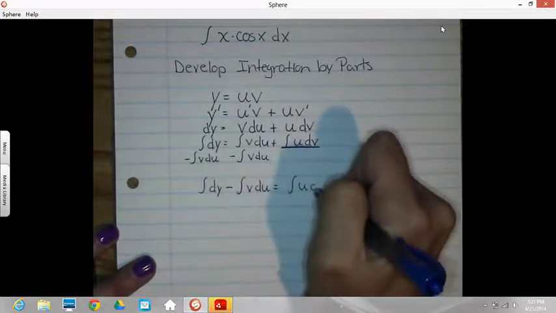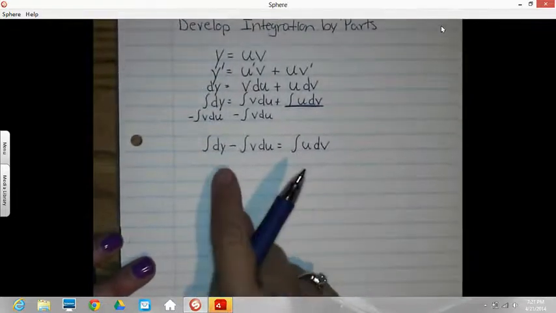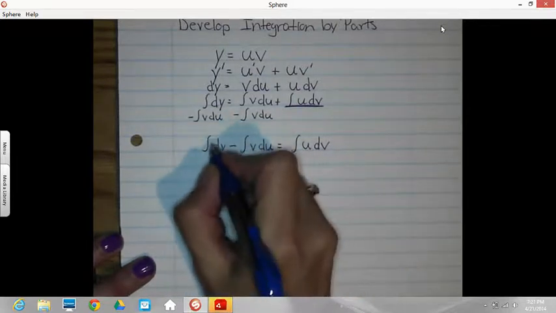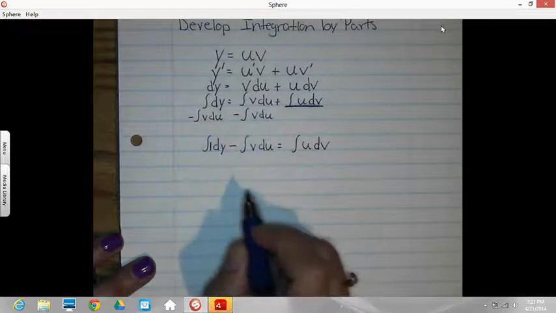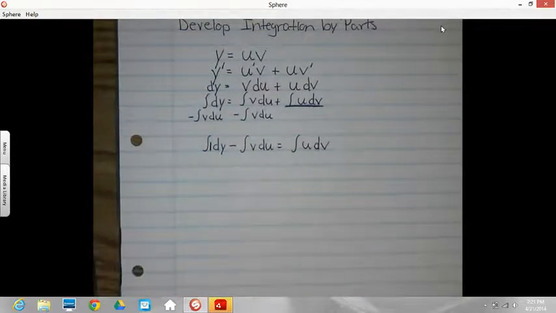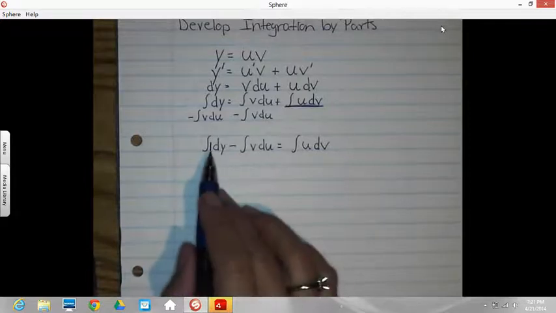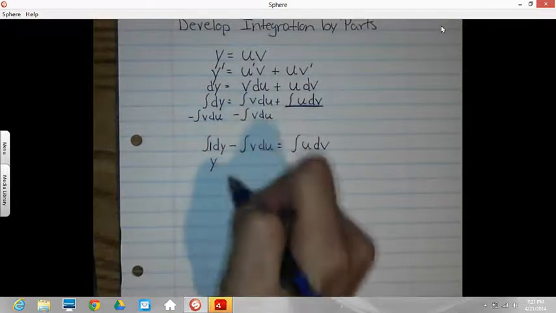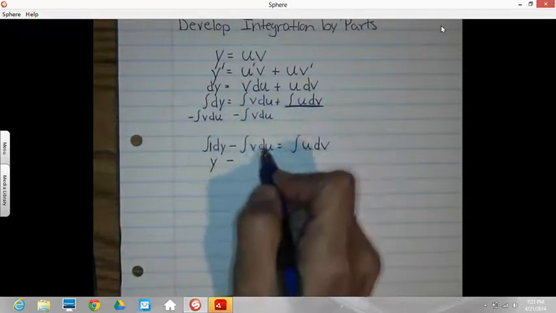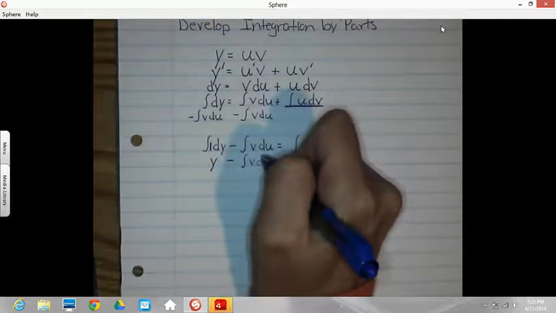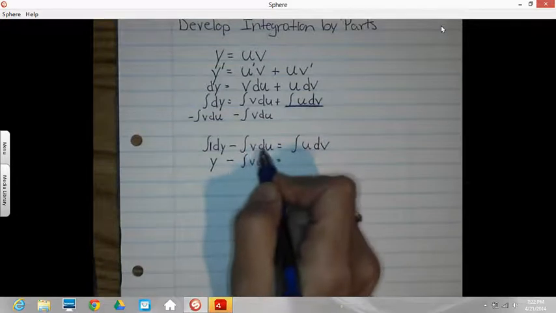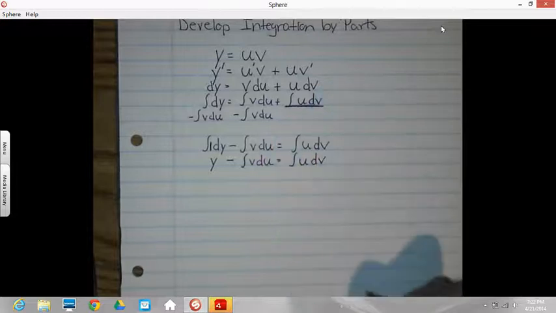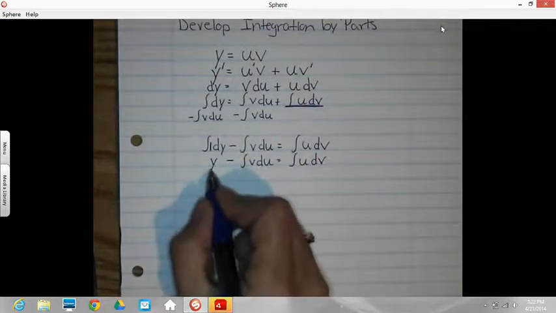Now I want to look, are there any of these that I can actually do the integral of? Well, if you think about it, I've just got an integral of dy. I could have a 1 here. So what has 1 as its derivative? If I've got a 1 dy, that would be y. So this turns back into y. Minus this I can't do anything with, because these don't match, so I'm going to leave it. And what I can do now is resubstitute what y was equal to in the beginning. Y was equal to u times v.